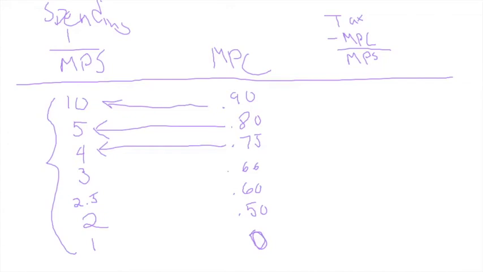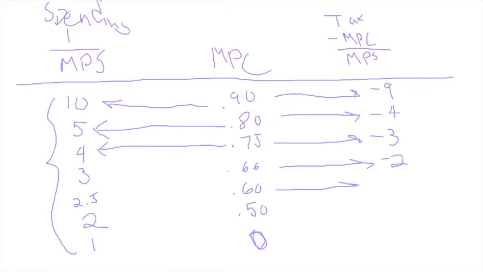If we do the tax, we're just going to plug in the same values here. So now we put 0.90 over 0.10, right? That's going to give me a -9. Take the next one: 0.80 over 0.20, that's going to give me a -4. 0.75 over 0.25, that gives me a -3. And at this point, you should already see the pattern that's happening. I don't need to do any more. The last one is 0.